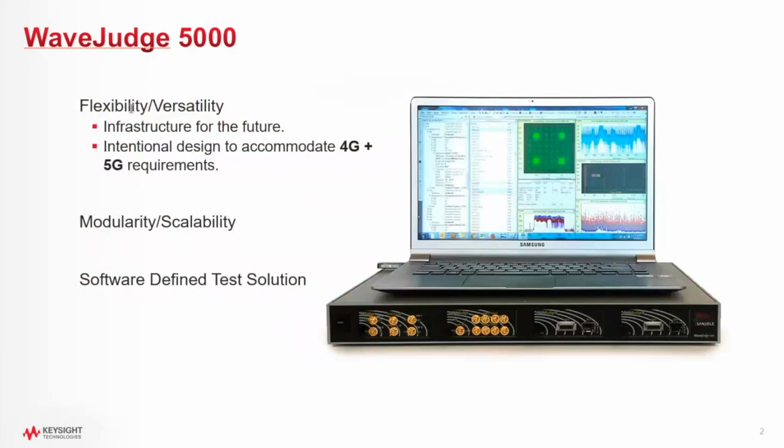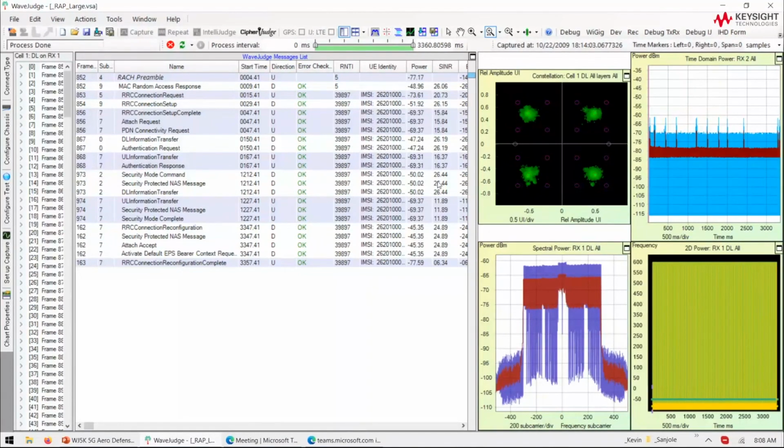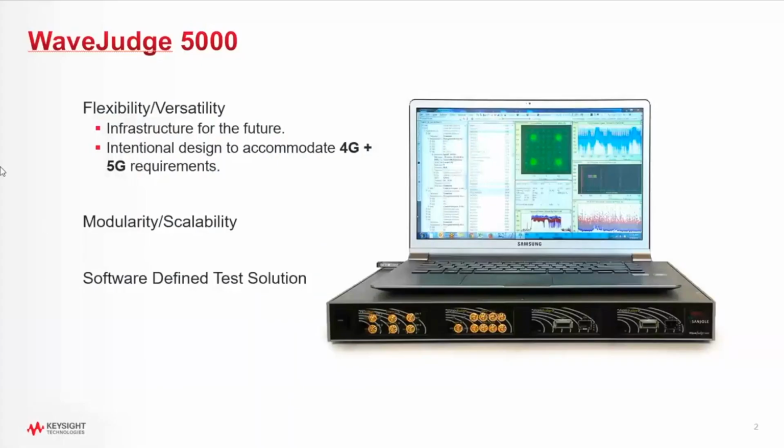I really don't like PowerPoint too much, so I'm going to try to limit the number of PowerPoint slides and try to use the actual GUI. What you're looking at now is the actual WaveJudge GUI. So you'll see me bouncing back and forth between these two in order to give you an overview of the WaveJudge 5000 capability. So what is the WaveJudge 5000?